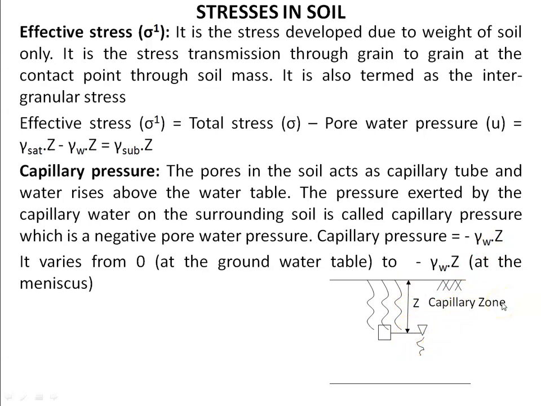So it varies from 0, that is at the level of groundwater table, to minus gamma W into Z, that is at the meniscus. At the top of the meniscus it will be maximum, that is gamma W into Z, and at the groundwater table it is 0.